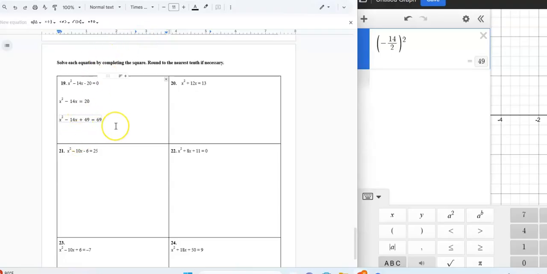You would square root both sides, and then it would be (x minus 7) squared equals the square root of 69. I'm running out of time, so I can't do all of this for you. Then you would add 7 to both sides.